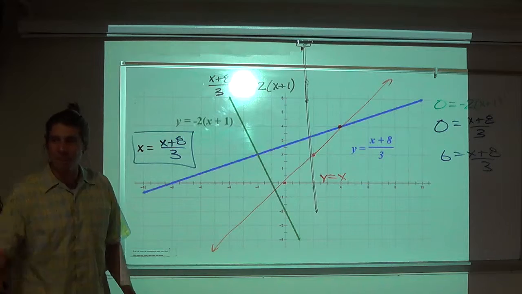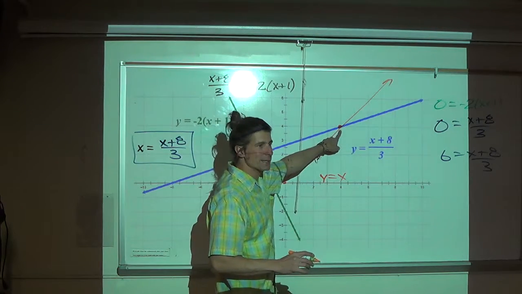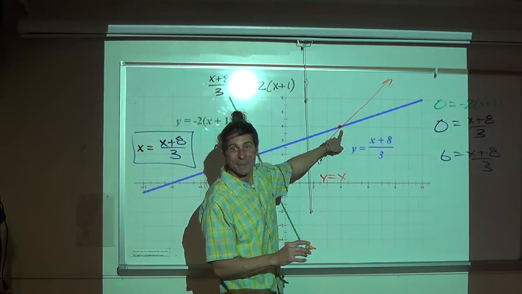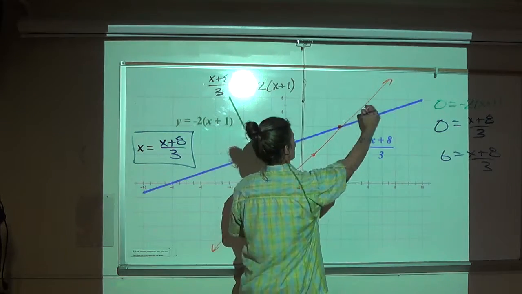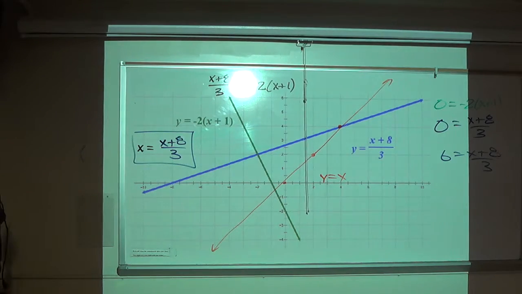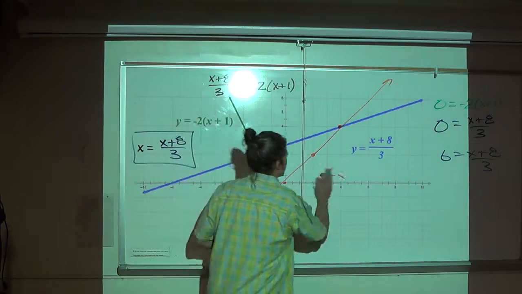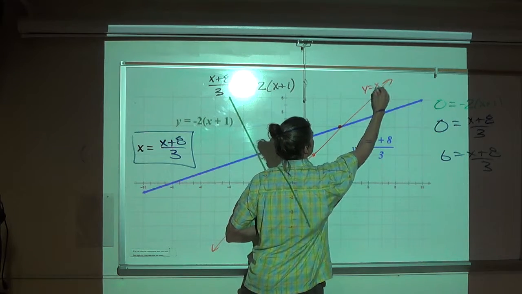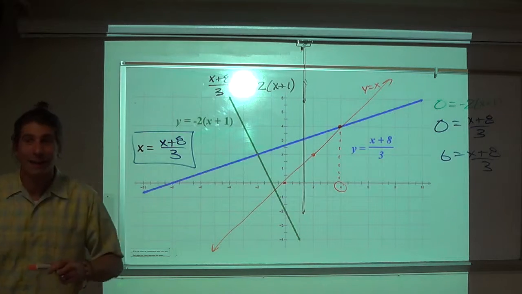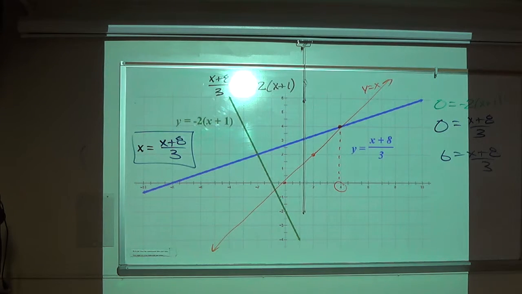But you guys, the first point you picked, 4, 4, you solved the equation. Because that's where the line y equals x hits the blue line, x plus 8 over 3. So you got the solution. The solution, put it up here, y equals x. The solution is that x equals 4, because that's the x-coordinate where the lines intersect each other.